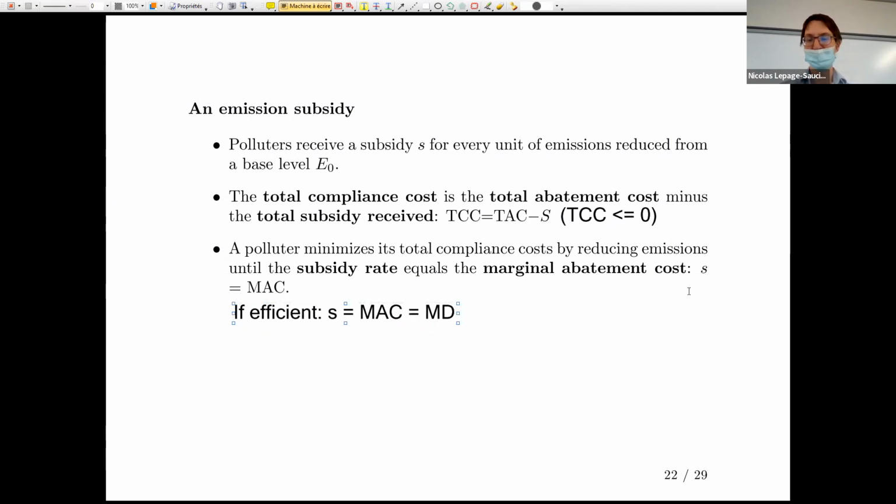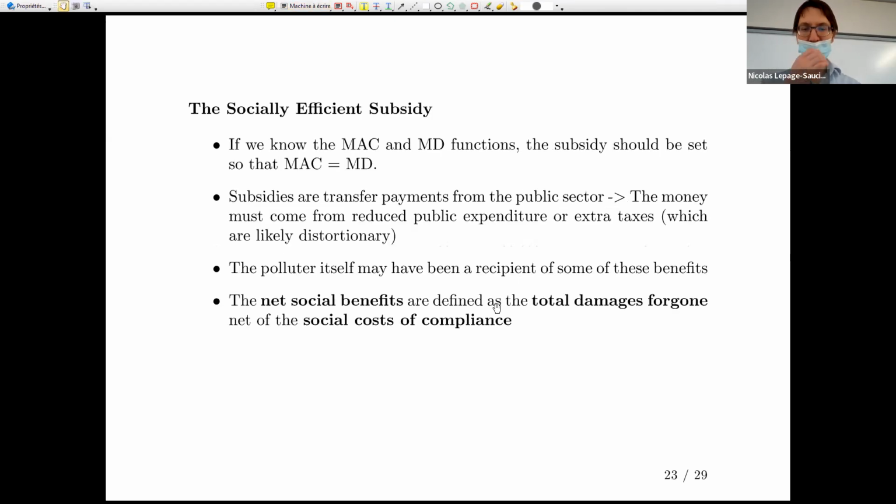So this is what the firm does. Subsidy equals marginal abatement cost. The firm doesn't care about damages, but the government has to pick the right amount of subsidy so that the marginal abatement cost equals the marginal damage. So that's the socially efficient subsidy: it should be set so that marginal abatement cost equals marginal damage.